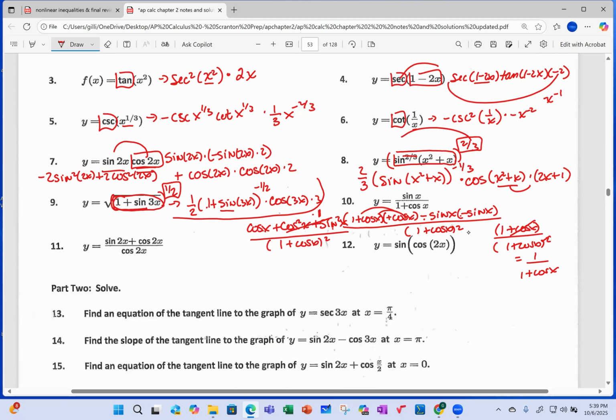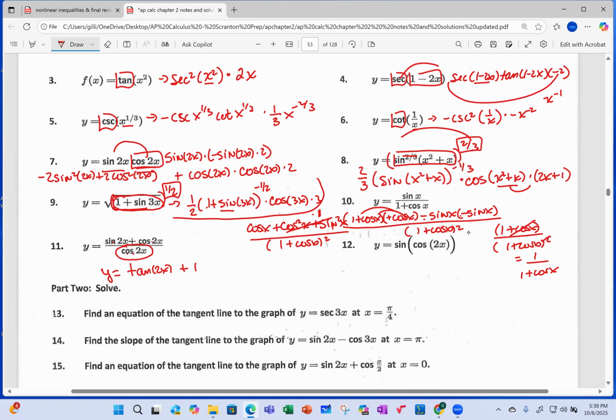In number 11, do we have a quotient? Yes. And can we use algebra first or a rewrite first or a quotient rule? And the answer is we can rewrite this because I'm just dividing by this monomial down here, this singular trig function. So I can rewrite this as sine over cosine is the tangent of 2x, and cosine 2x over cosine 2x is 1. So all I just did was rewrite that. And it's a lot easier, I think you can see, than doing some quotient rule and cleaning it up.